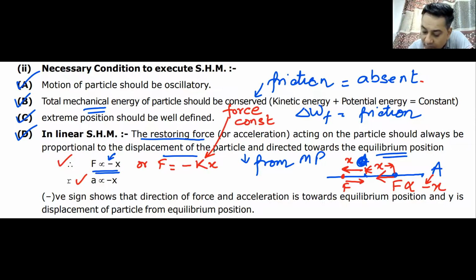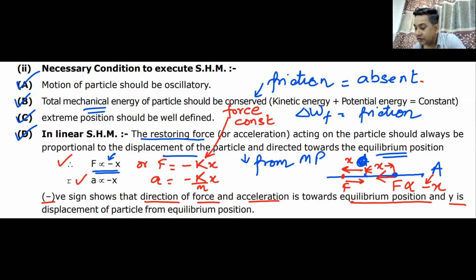Yes, sir. We can write the acceleration as f by m, so it becomes minus k by m times x. So this becomes the equation of simple harmonic motion. Negative sign indicates that direction of force and acceleration is towards the equilibrium position. x is the displacement of the particle from the mean position. Do we understand this?